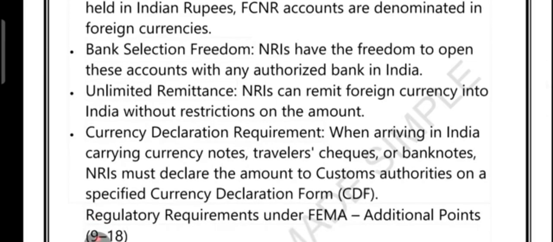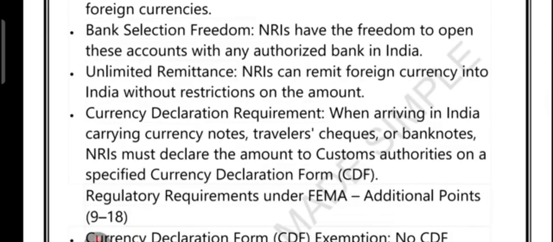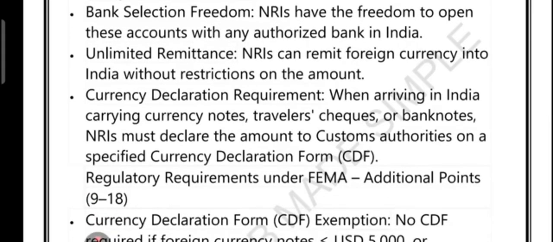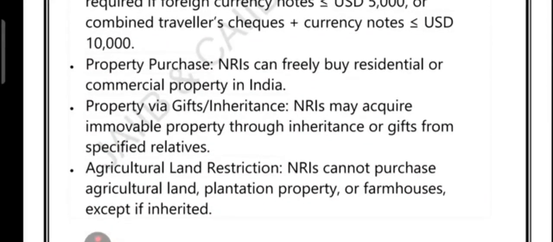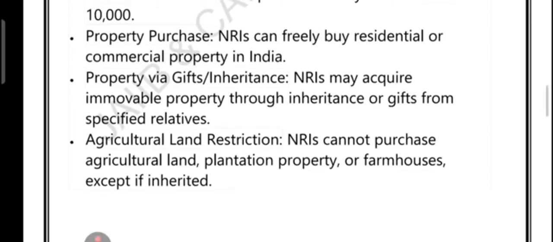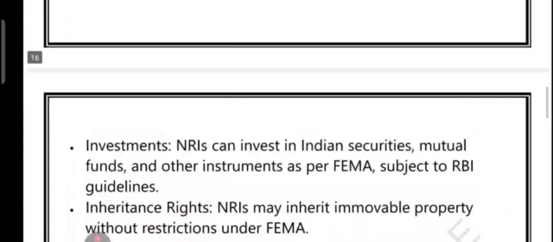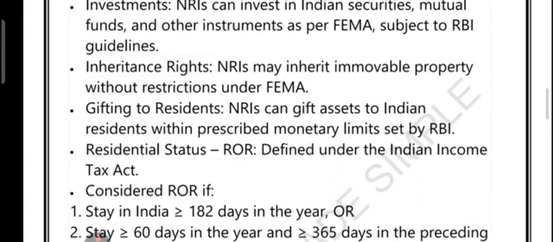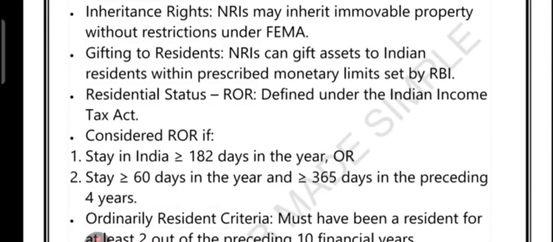You can freely buy residential or commercial property in India. You can also get property as a gift or through inheritance from certain relatives, right? So these are the points. But you cannot buy agricultural land, a farmhouse, or a plantation unless you inherit them. An NRI can invest in Indian shares, mutual funds, and other instruments, but only under RBI rules. You can inherit any property in India without restriction, and you can gift assets to an Indian resident, but only within RBI-set limits.